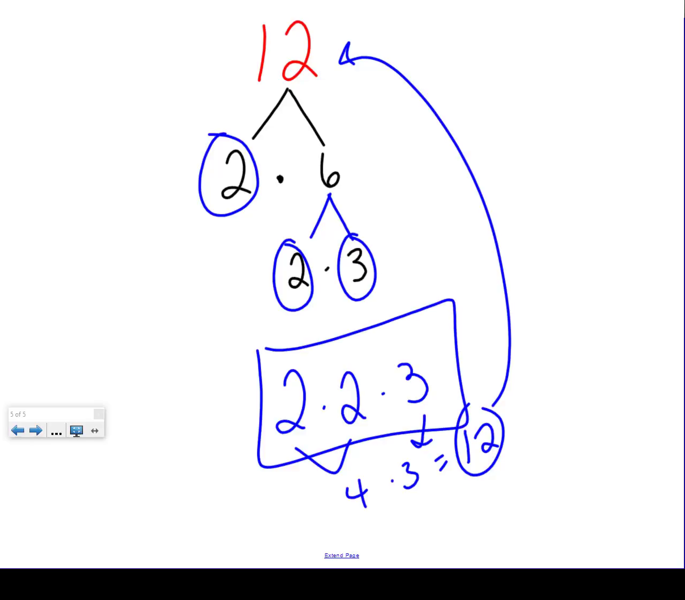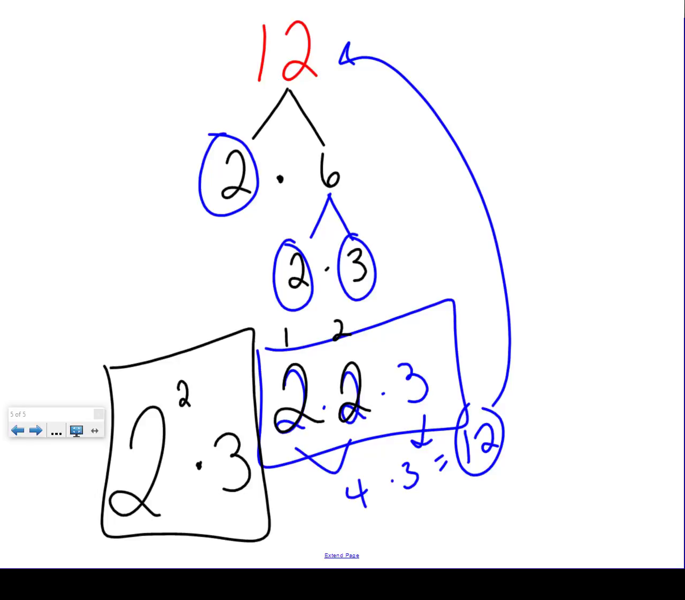But here's the catch to this. Since there are 2 numbers that are identical, we will write the number that we see, and we see 2 of them, and so we see 2 as the power. So my final answer is 2 squared times 3. Why times 3? Because here's that times 3. We need it to end up equaling 12 at the end.